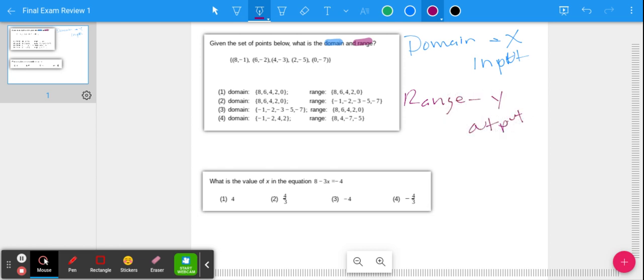So if we're looking at a coordinate, coordinates are written as x, comma, y. That means the first number in our coordinate is the domain, and the second one is the range, because domain is our input, our x, and range is our output, our y.